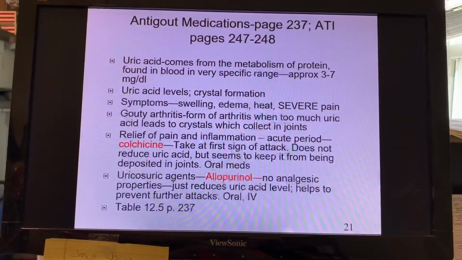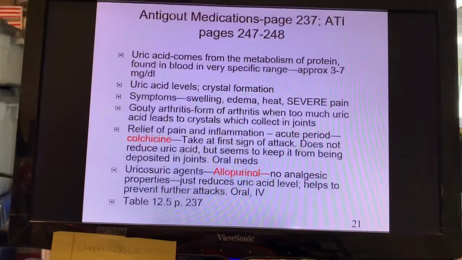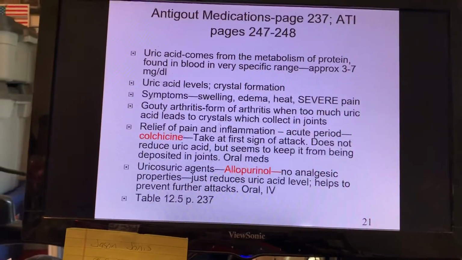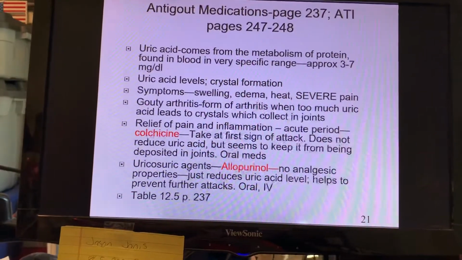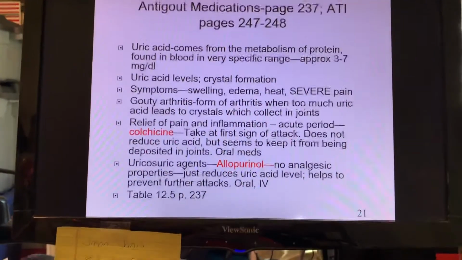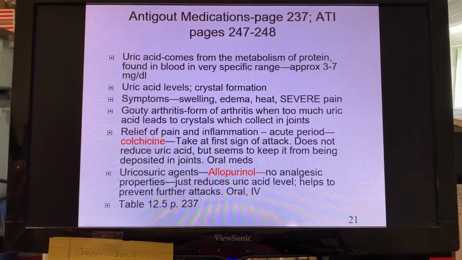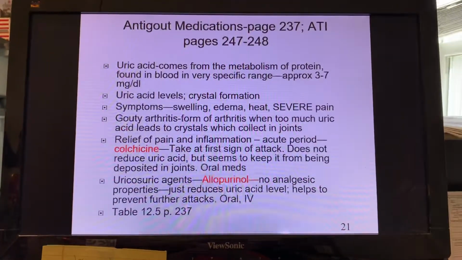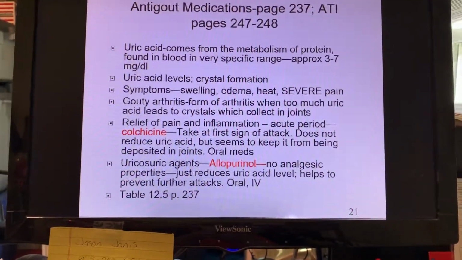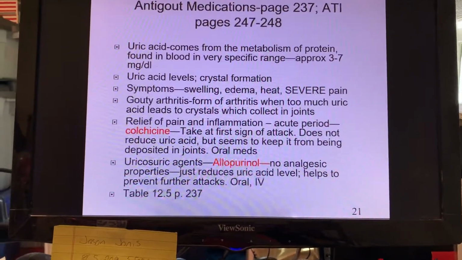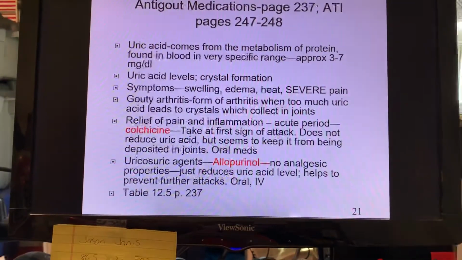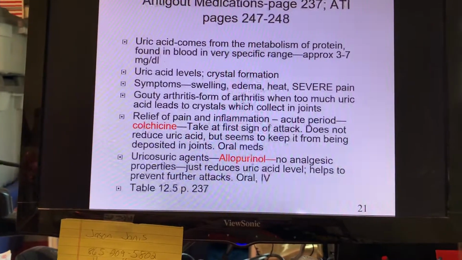Then if you can find a picture of the gout crystals, they're very long and sharp. They look like those stalactites that hang off the roofs of caves. I mean, you don't want them in your joints. So we have two particular drugs that we're going to talk about. One is a drug called colchicine, and then the other is a category of drugs called uricosuric agents, and that prototype drug is called allopurinol.